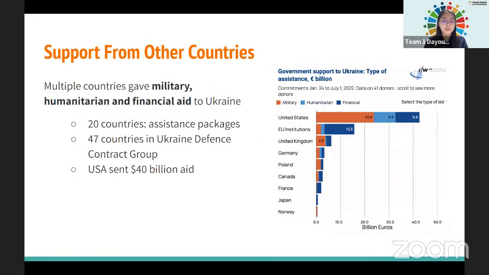The war had devastating effects on the country, but Ukraine could receive military, humanitarian, and financial aid and support from multiple countries globally. 20 countries gave assistance packages for Ukraine, 47 nations joined the Ukraine Defense Contract Group, and $40 billion in aid was sent from the US to Ukraine and other countries affected, including $19 billion of immediate military support and $16 billion in economic support by May 2022. And as you can see in this graph, the USA and EU provided the most support to Ukraine.